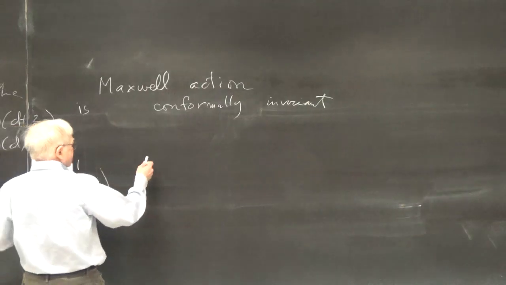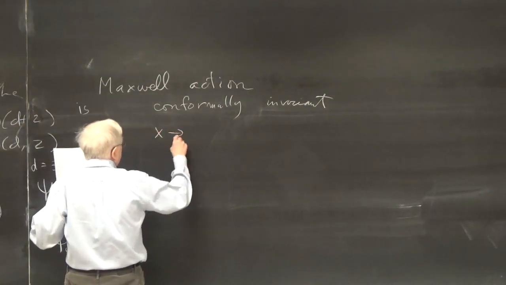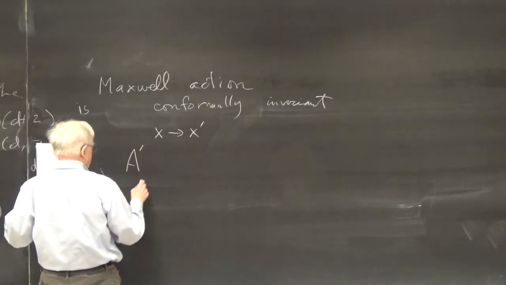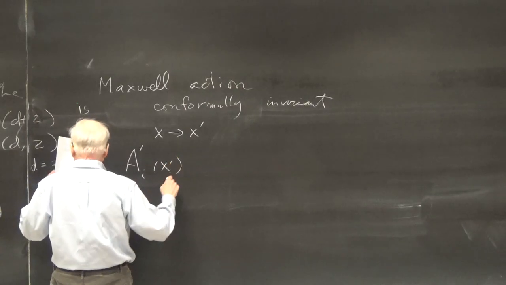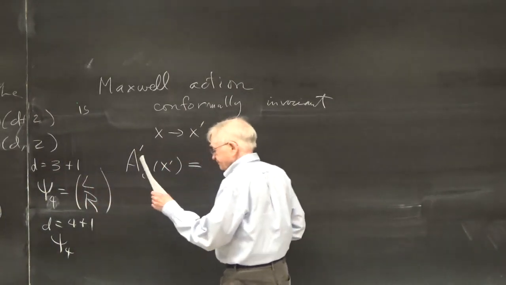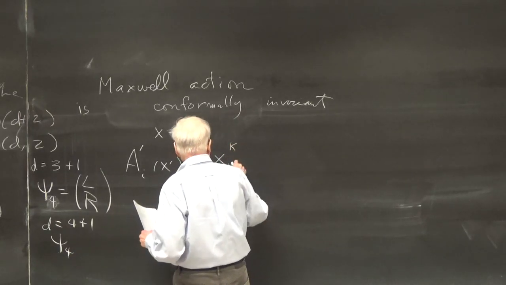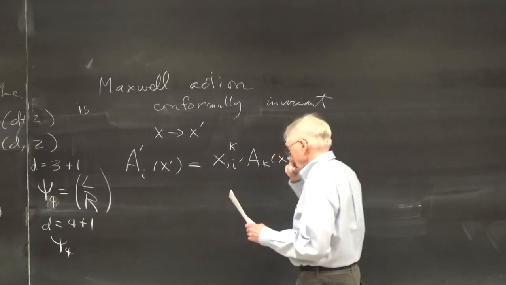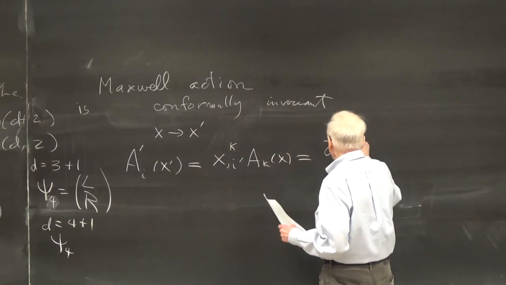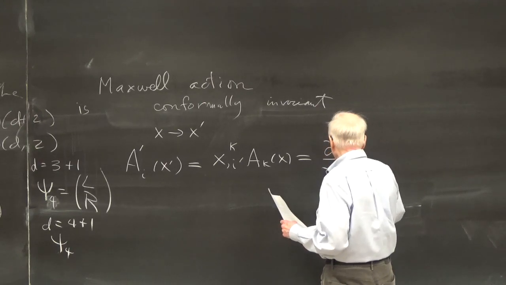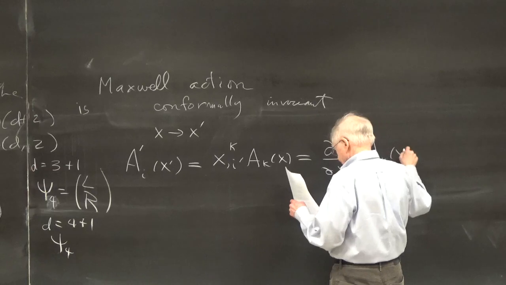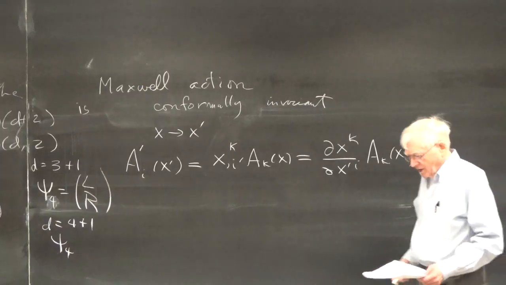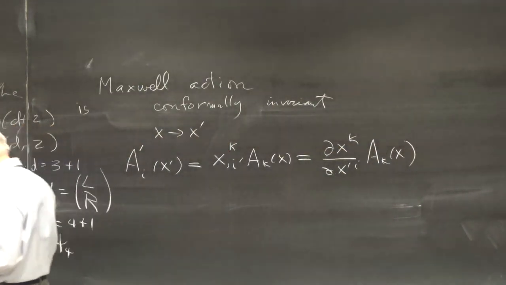Okay, now, what happens to the electromagnetic field under such a transformation? Well, in general, a covariant vector field transforms this way: A'_i(x') equals ∂x^k/∂x'^i A_k(x), if I write it out really explicitly. So that's how a covariant vector field transforms under an arbitrary coordinate transformation.